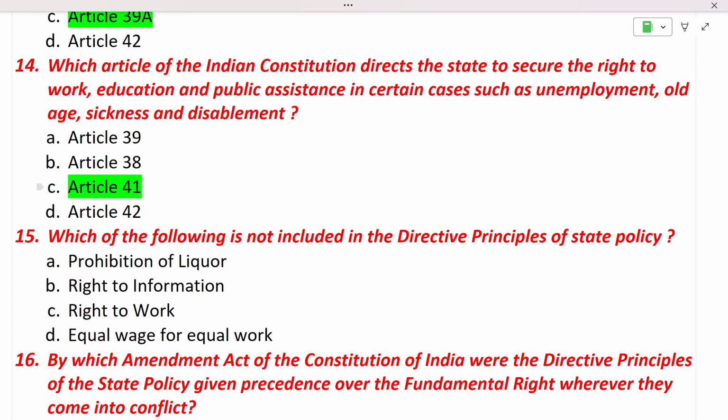Next, question number 15. Which of the following is not included in the DPSP? Option A, prohibition of liquor. Option B, right to information. Option C, right to work. Option D, equal wage for equal work. So the answer is B, that is right to information.